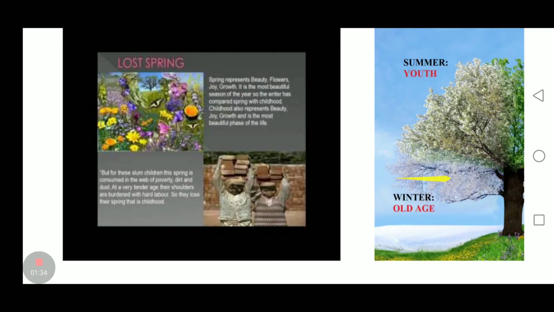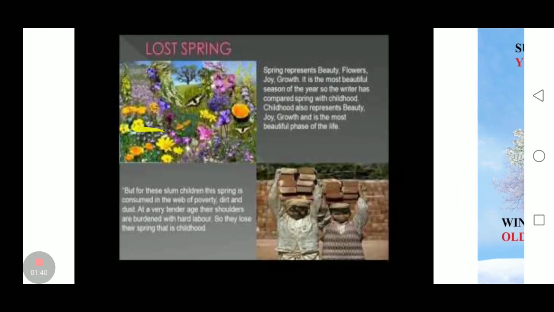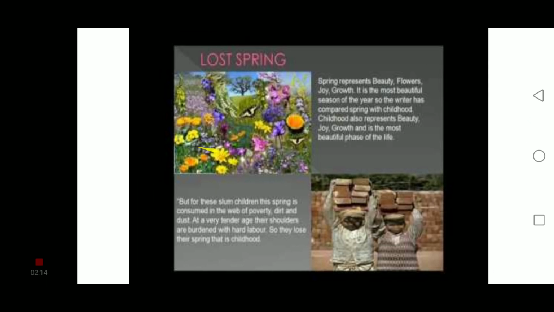So now let me come to the next picture, Lost Spring. This picture shows the beautiful season, the spring season, right? And this shows the children who are working, who are laboring. Spring represents beauty, flowers, joy, growth. It is the most beautiful season of the year. So, the writer has compared spring with childhood, right? As childhood is the most beautiful age in one's life, in the same way, spring is the most beautiful season.